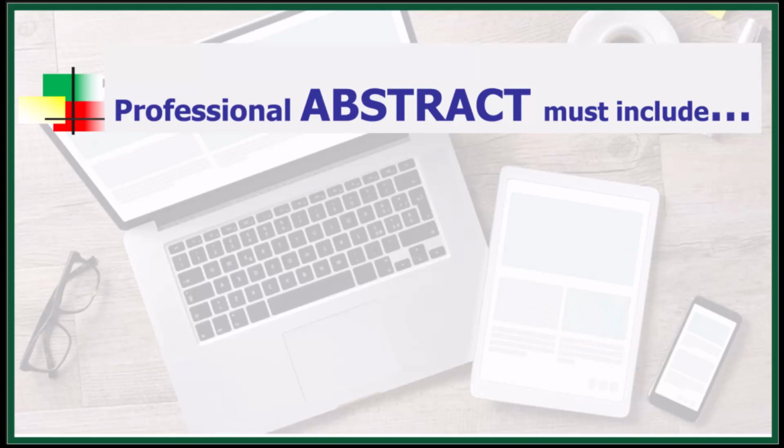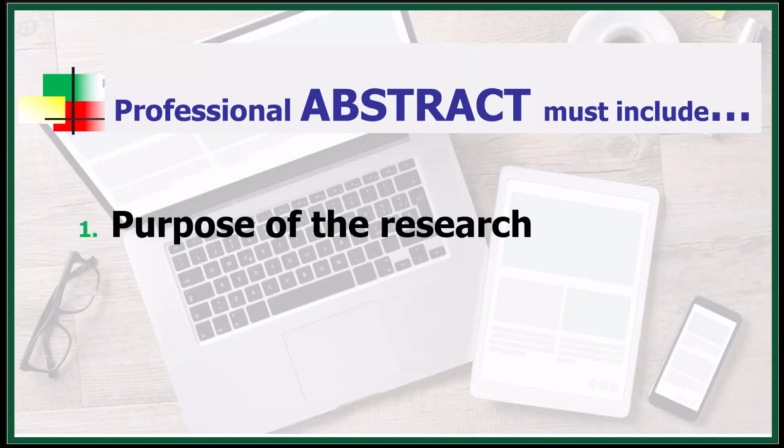So there are actually 5 contents that must be included in order to create a sensible and a representative abstract for your research. The first is you need to include the purpose of the research. You must start with the purpose of research while creating an abstract page.